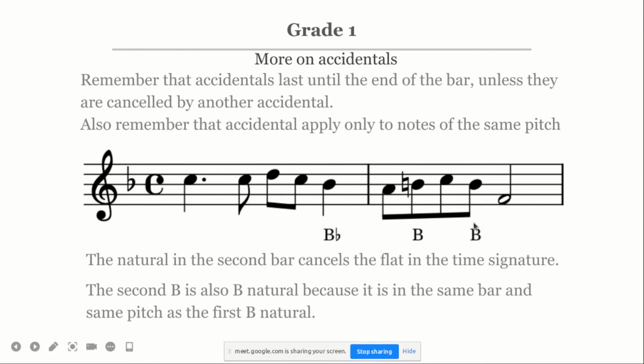So in that bar, all the B's would be flat. Yes, that bar now, the bar line will cancel. The bar line at the end of the second bar will cancel all accidentals in this bar, and so things will now be back to normal. The flat will continue affecting every B in the music.